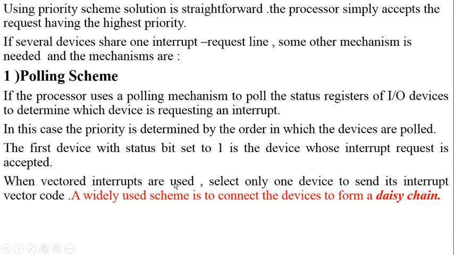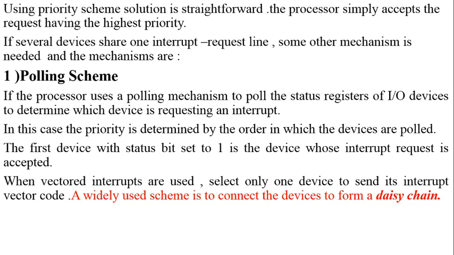When vectored interrupts are used, select only one device to send its interrupt vector code. A widely used scheme is to connect the devices to form a daisy chain. In the polling mechanism, the processor wants to understand the status bit information, the IRQ bit information. In this case, identify the devices whose IRQ value equals 1, that means the devices which have already placed an interrupt request.